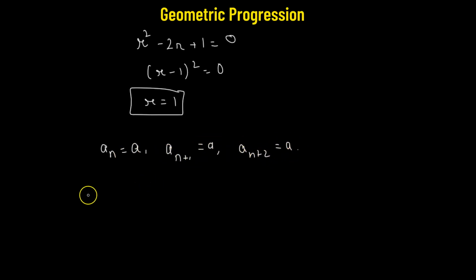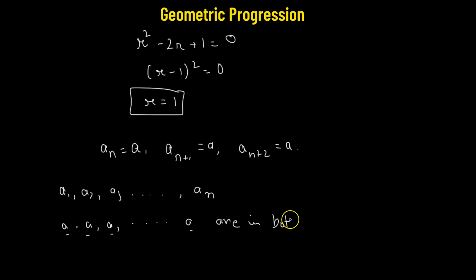So in a sense, the common ratio being 1, we can say that the sequence a1, a2, a3, these are the terms up to the nth term. So a1 corresponds to a, a2 corresponds to a, a3 corresponds to a. These are all the sequences having a term value equal to a. So these are in both arithmetic progression as well as in geometric progression. So let's move on to the next problem.